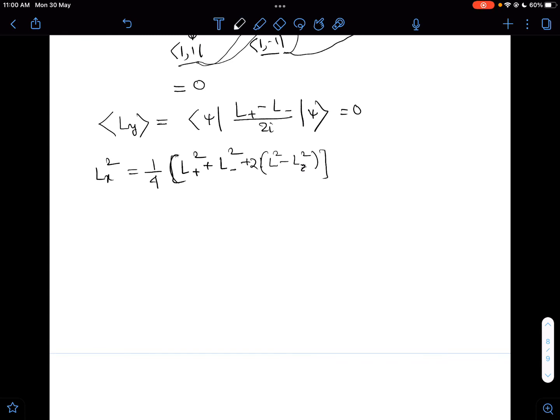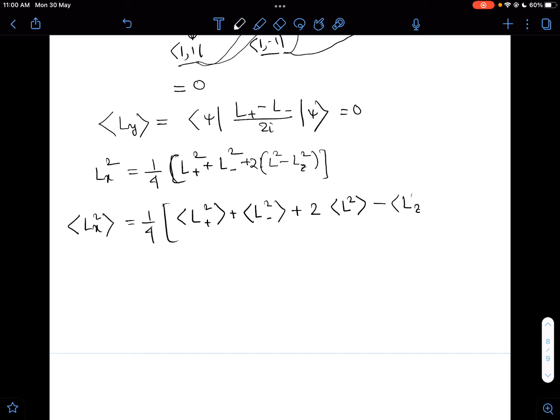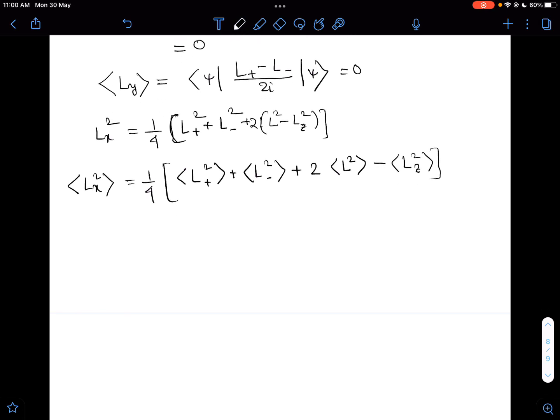So this is our Lx squared. So what will be the expectation value of Lx squared? It will be 1/4 of the expectation value of L plus squared plus the expectation value of L minus squared plus 2 into the expectation value of L squared minus the expectation value of Lz squared. So what is this L squared expectation value?